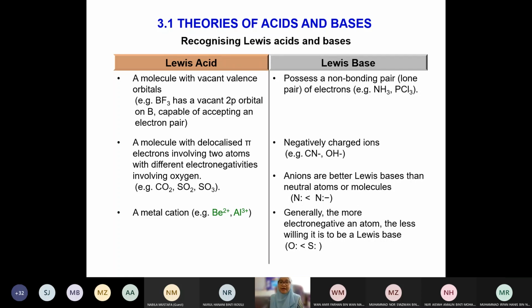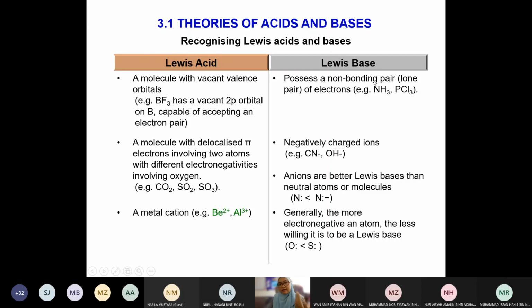orbital. Okay, and then secondly, a molecule with delocalized pi electrons involving two atoms with different electronegativities, involving oxygen. Like I said just now, pi means it has a double bond or triple bond. So CO2 we have a double bond, right? So that is a characteristic of a Lewis acid. And then a metal cation, obviously, those that are poor in electrons, those with a positive charge ion.